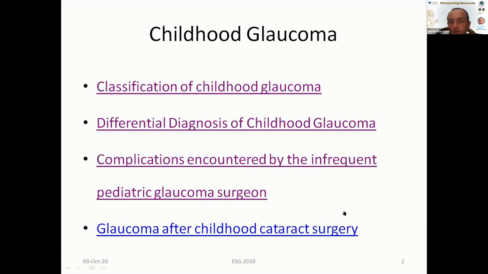Okay. So this would make us proceed with the next talk. Okay. Now, my final talk today would be about glaucoma after childhood cataract surgery.